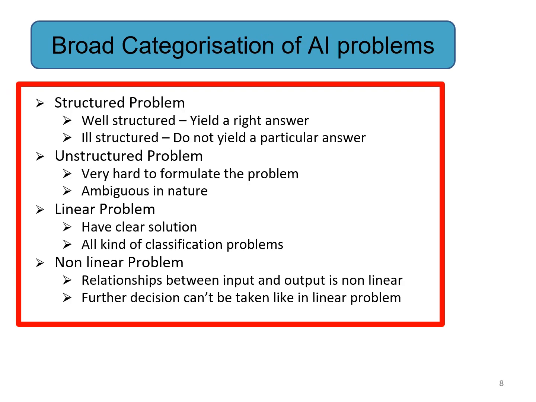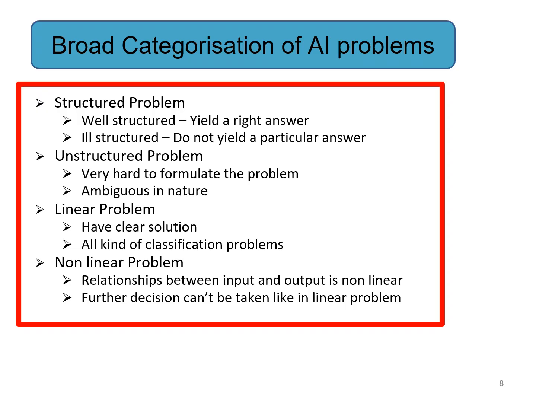The broad characteristics of AI problems. There are four different types of problems: structured problem, unstructured problem, linear problem, and non-linear problem. A structured problem is clearly defined with known rules and usually has one correct solution. Its characteristics are well-defined initial and goal states, clear rules and constraints, solutions that can be found systematically, and predictable results. Examples are Sudoku, chess, Tower of Hanoi, and the water jug problem.